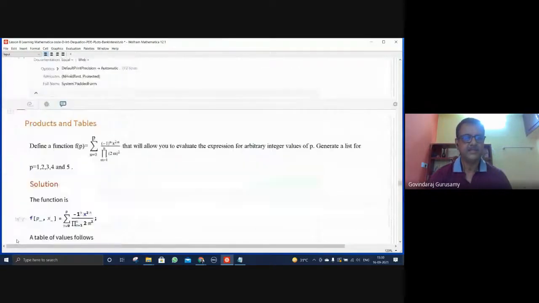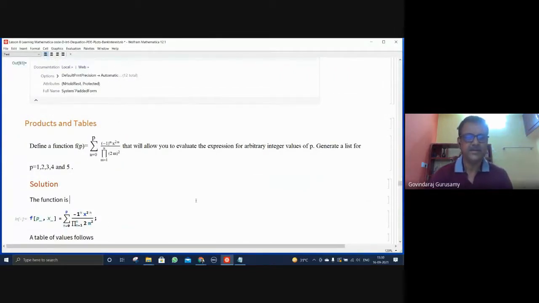Interesting, next is products and tables. See this fancy expression which we have. You have a product plus a sum over integers here. M is 1 to n, and for every value of n, there is going to be a summation n equal to 0 to p. That is your definition of this function. So this should be defined in Mathematica, and take the values of p equal to 1, 2, 3, 4, 5.